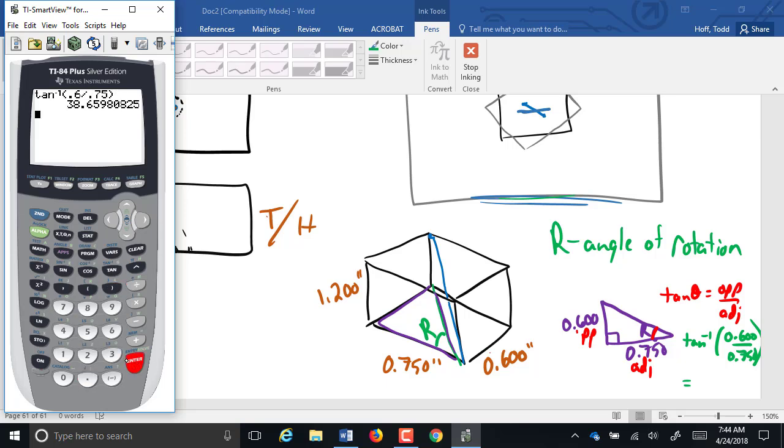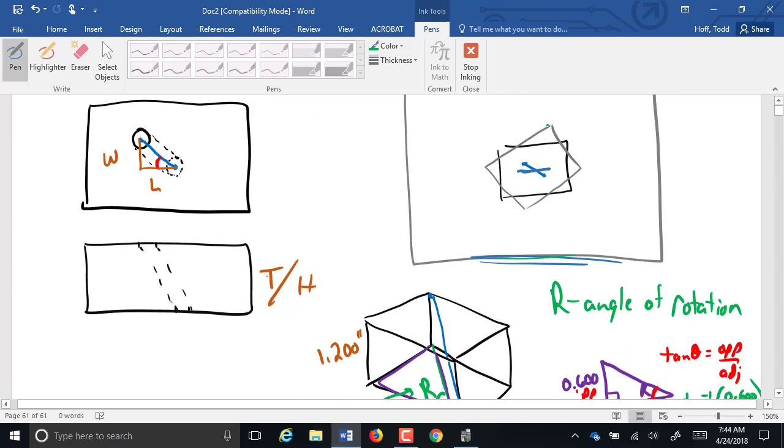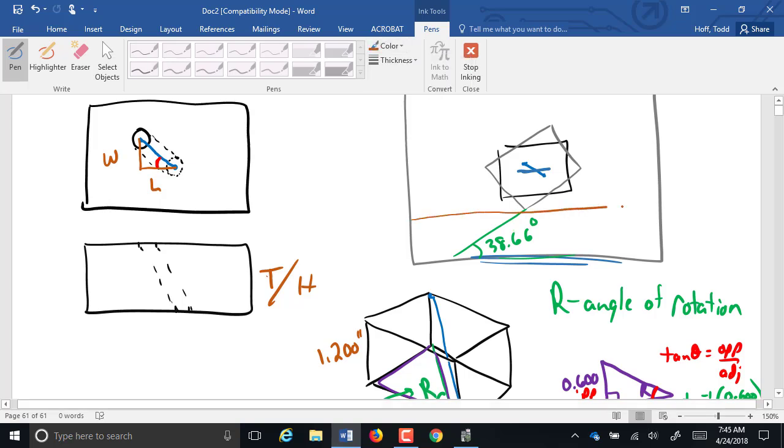Right, 38.66 degrees. So that angle there is 38.66 degrees. So that's how far we would have to rotate this from square. So if I extended this out, this angle here is 38.66 degrees now. Does that make sense? Most of the time that would be accomplished by clamping something parallel to the table and measuring that angle off of that parallel.